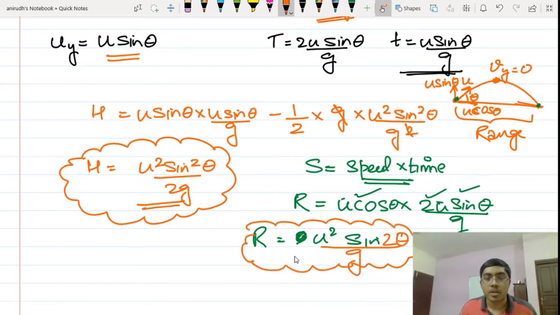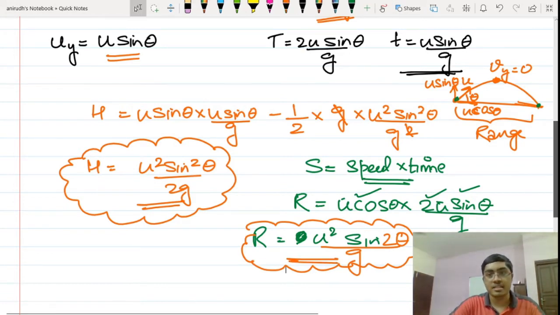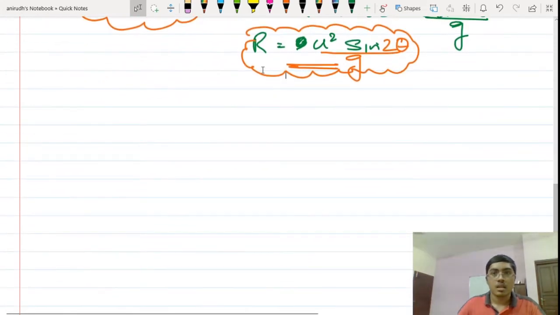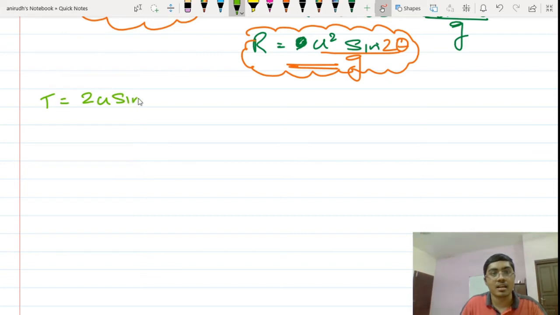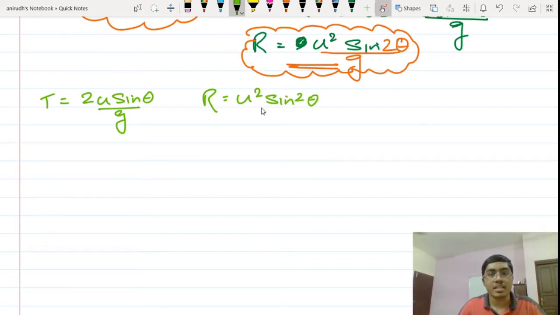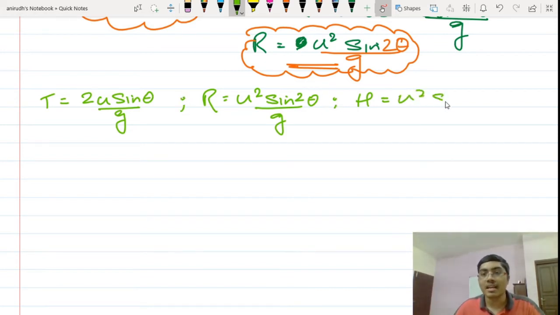So there we have the three important equations. We'll just quickly summarize this. The first equation that we were learning was about the time of flight of the projectile. If I'm denoting this by capital T, then it is 2u sine theta by g. The range is equal to u square sine 2 theta by g, and the maximum height attained by the projectile during the time of its motion is equal to u square sine square theta divided by 2g.